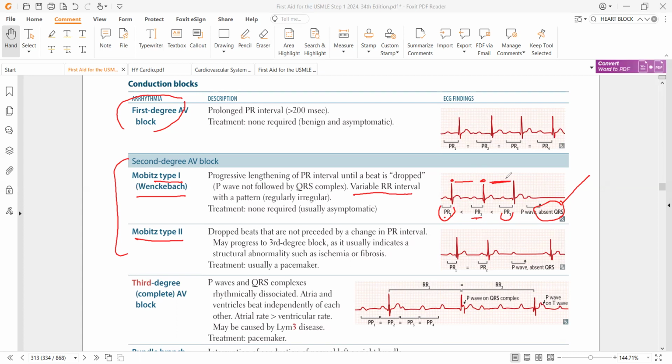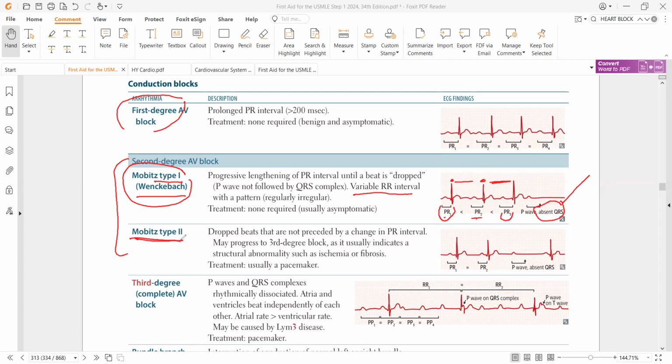Okay. So this Mobitz type 1 or Wenckebach, there is no treatment, it usually does not require treatment. If it is symptomatic, then you treat this condition, right? And the pathology lies within the AV node. AV node. Okay.